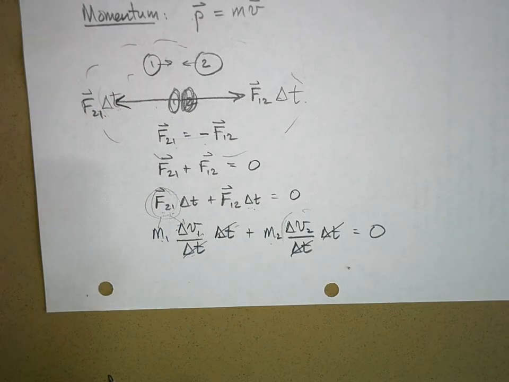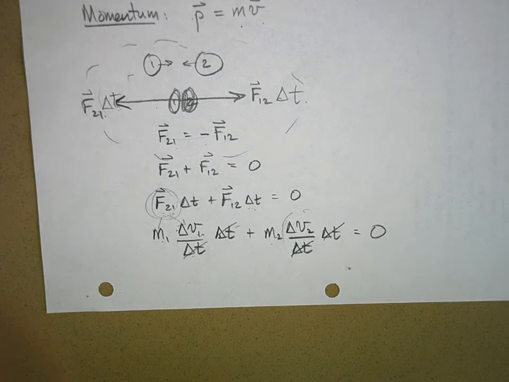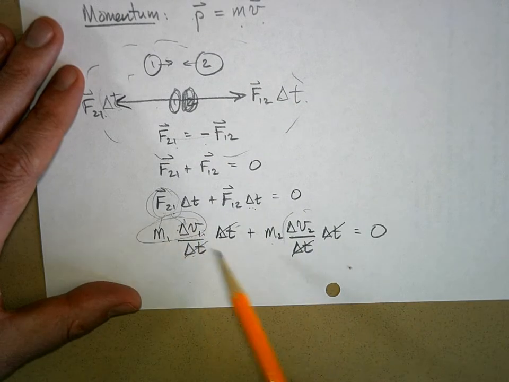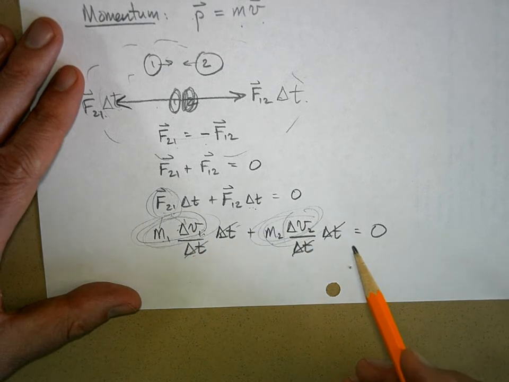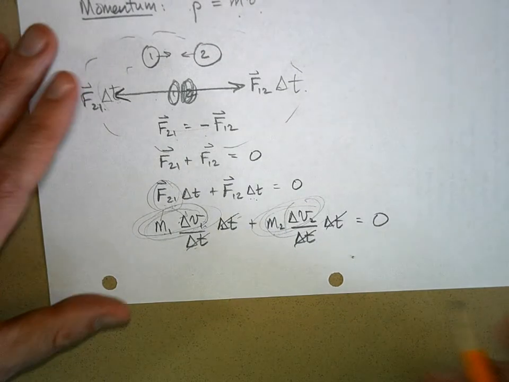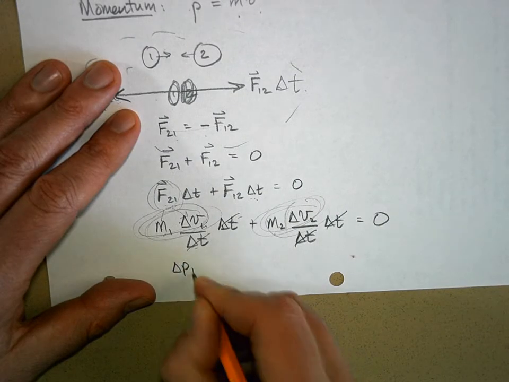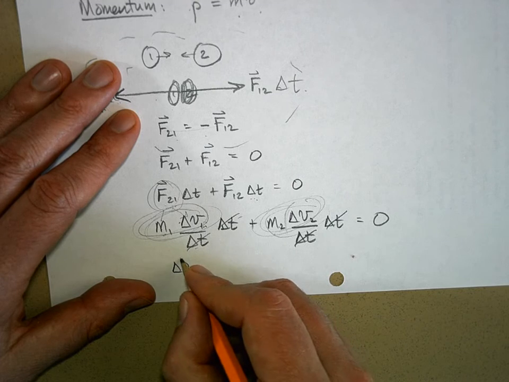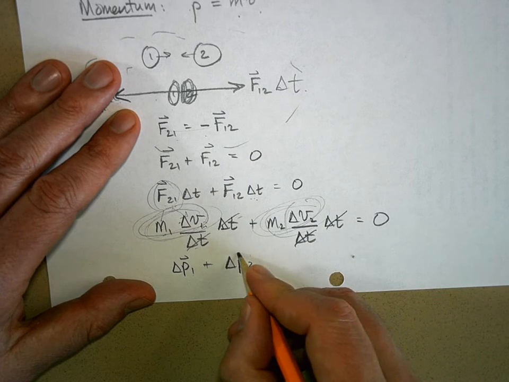The mass times the change in velocity. Well, we just defined momentum to be mass times velocity, so the mass times the change in velocity is a change in momentum. So this is the change in momentum of object 1, and this is the change in momentum of object 2. Now I'm skipping some steps here for the interest of time. m1 times delta v1 is the change in momentum of object 1, plus the change in momentum of object 2 is equal to 0.